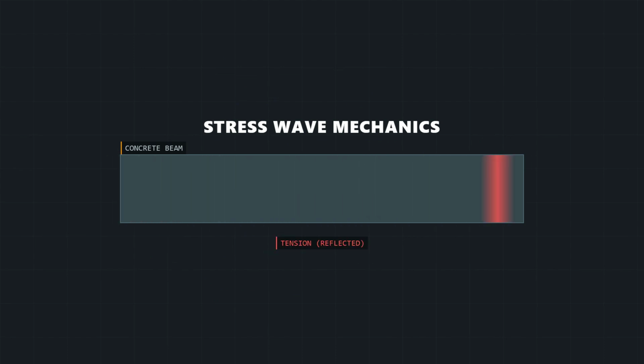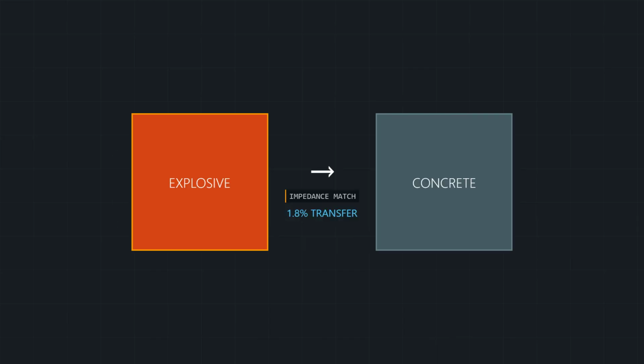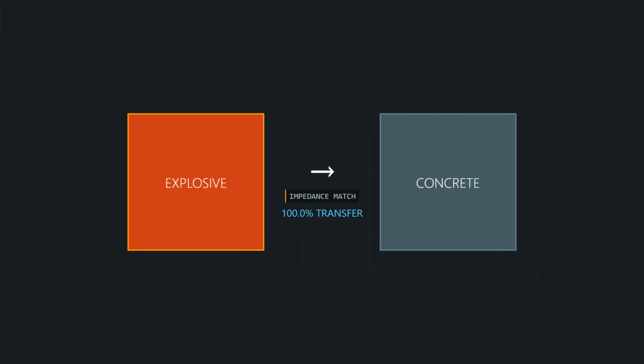This compression is immediately followed by a tensile reflection wave that maximizes material fracture precisely at the charge interface. Controlling the VOD ensures the energy release is perfectly synchronized with the structural failure timeline. Engineers must calculate the impedance mismatch between the explosive and the target material to maximize energy transfer efficiency. This precise control dictates whether a structure collapses or merely sustains damage.